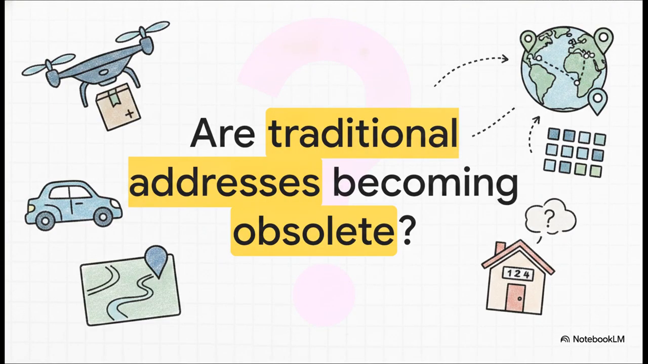So I want to leave you with a bit of a provocative question to chew on. Is this kind of simplified open source geolocation the new lat long? As drone deliveries, self-driving cars, and digital services expand into every single corner of the globe, will traditional physical street addresses eventually become entirely obsolete? It's a fascinating thought, isn't it?